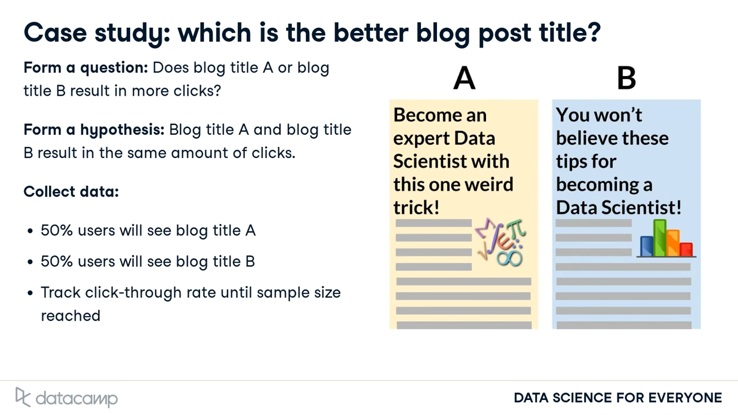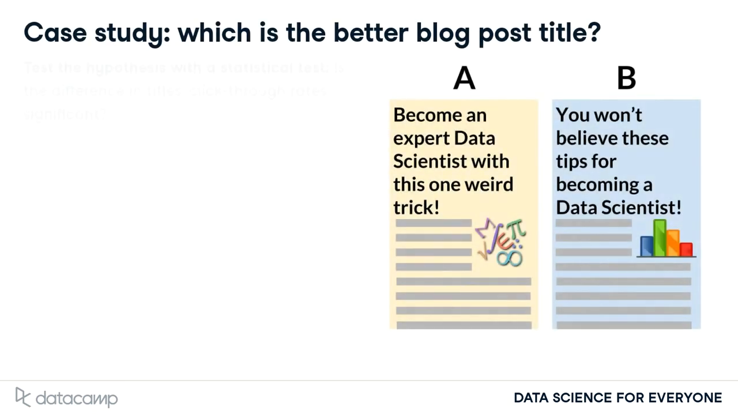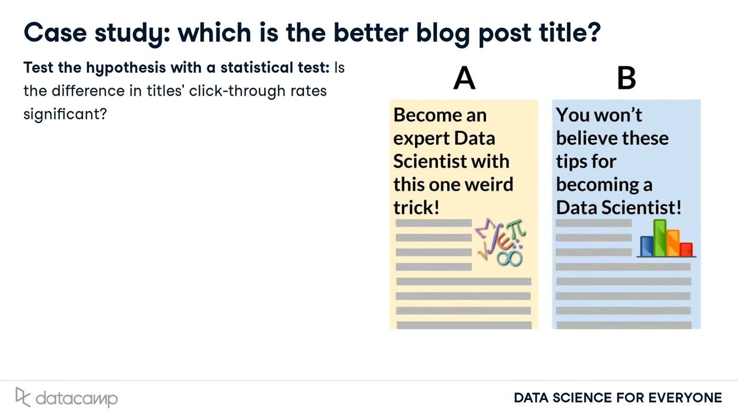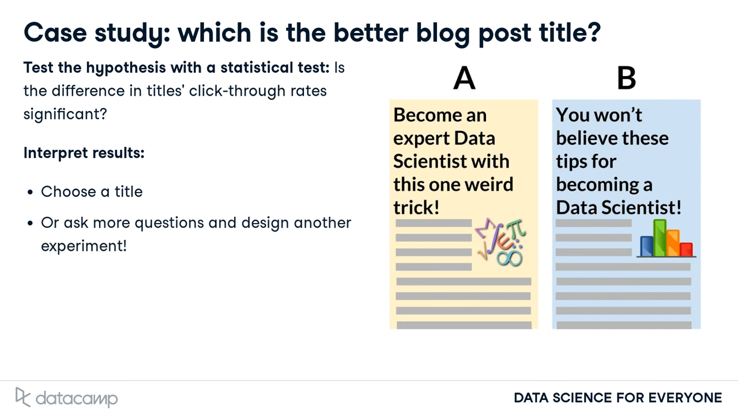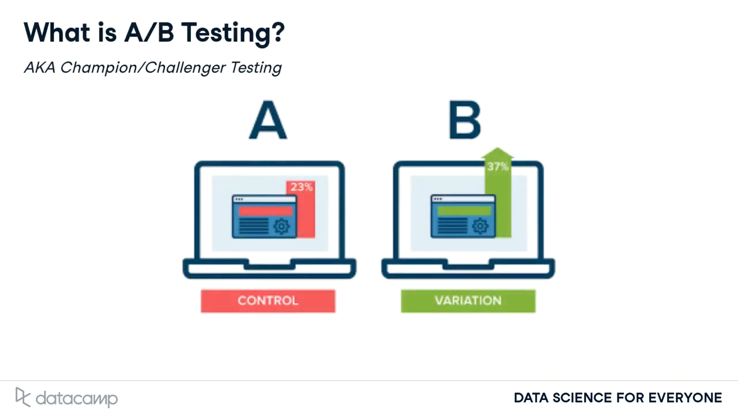More on that later. Then, we use a statistical test to see whether the difference between the titles' click-through rate is significant. Finally, we interpret results. In our case, we want to choose the better performing title. However, often it's inconclusive, leading to more questions and experiments. This is called A/B testing, often called champion-challenger testing, and it's used to make a choice between two options.